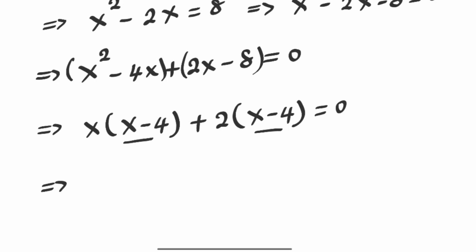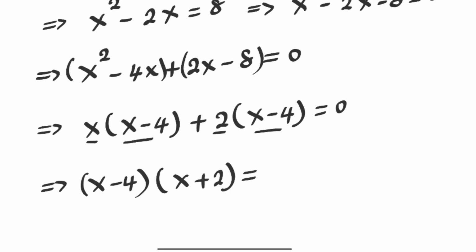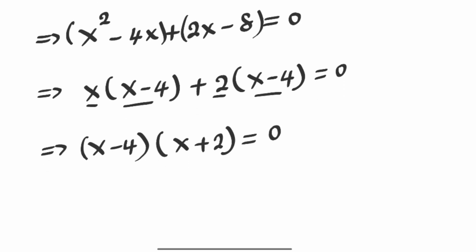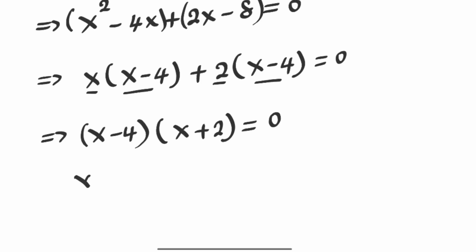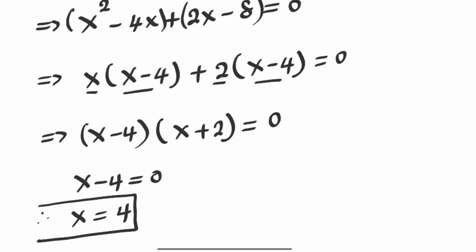x minus 4 is common here. Let us bring it out. x minus 4 bracket, this is x and 2. We have x plus 2 is equal to 0. There are two cases here. The first case is x minus 4 is equal to 0. Therefore, x is equal to 4. This is the first value of x.